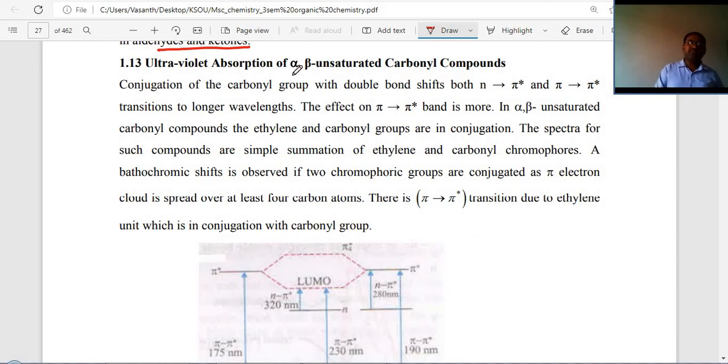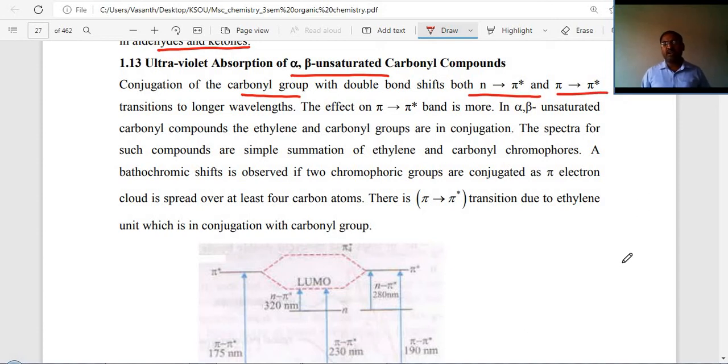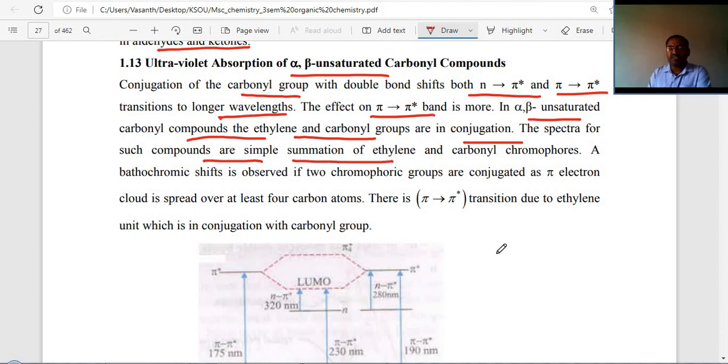The ultraviolet absorption of alpha beta unsaturated carbonyl compounds. Here we consider the conjugation of the carbonyl group with a double bond, which shifts both the n to pi star and pi to pi star transitions to longer wavelength. The effect on the pi to pi star band is greater in alpha beta unsaturated carbonyl compounds, where the ethylene and carbonyl groups are in conjugation. The spectra for such compounds are a simple summation of ethylene and carbonyl chromophores.